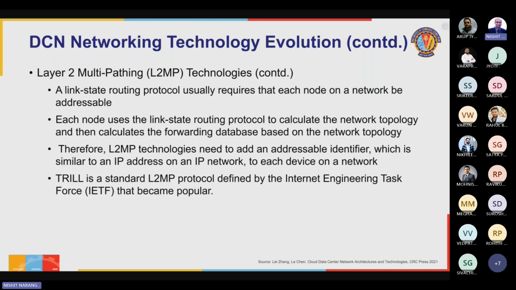Each node used something similar to a link state routing protocol to first exchange link state advertisements, calculate the network topology, and once the network topology is calculated, then calculate the forwarding database, or in other words, the switching table. This is what L2MP brings in.